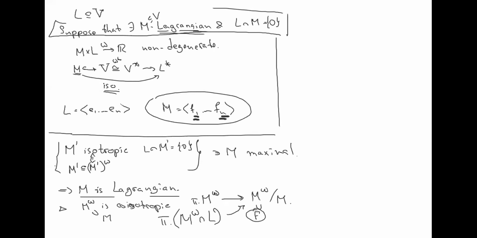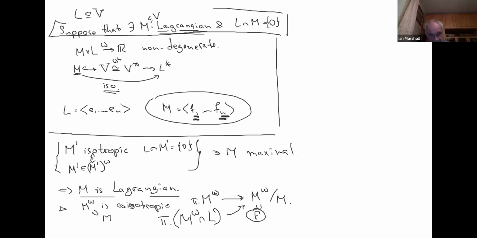And therefore the preimage of F would be a larger isotropic subspace containing M. So M would not have been maximal. Yes, yes. Okay. Good.